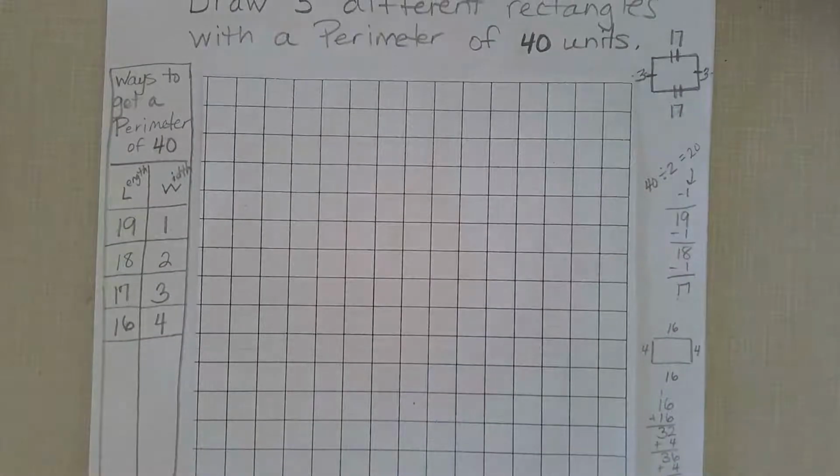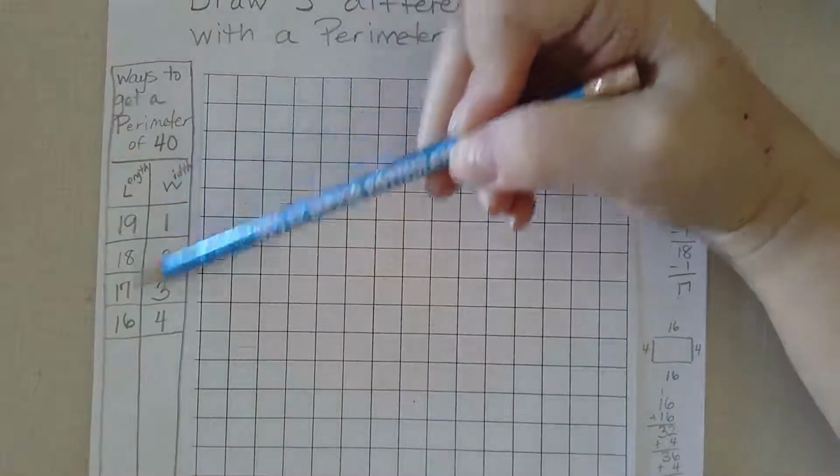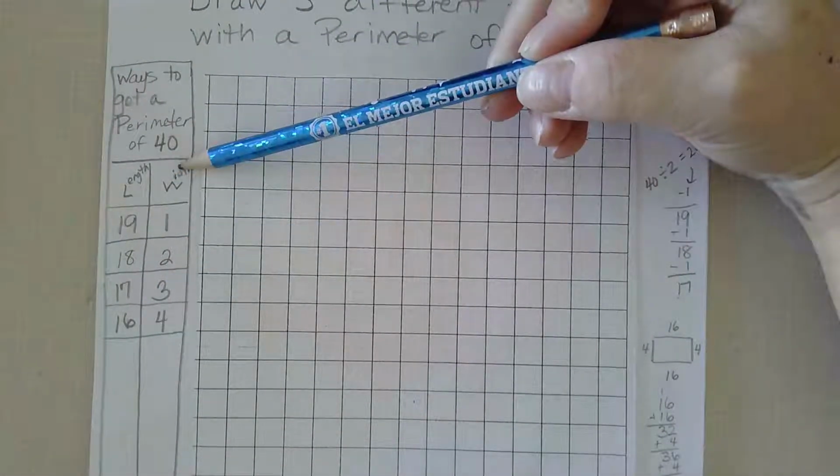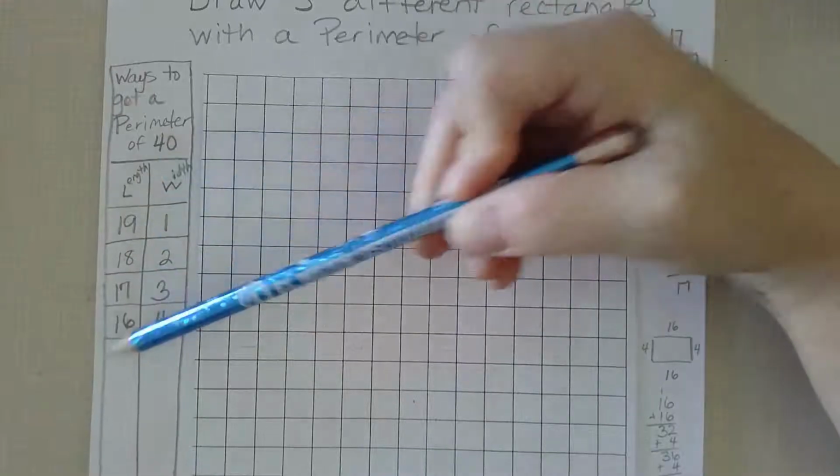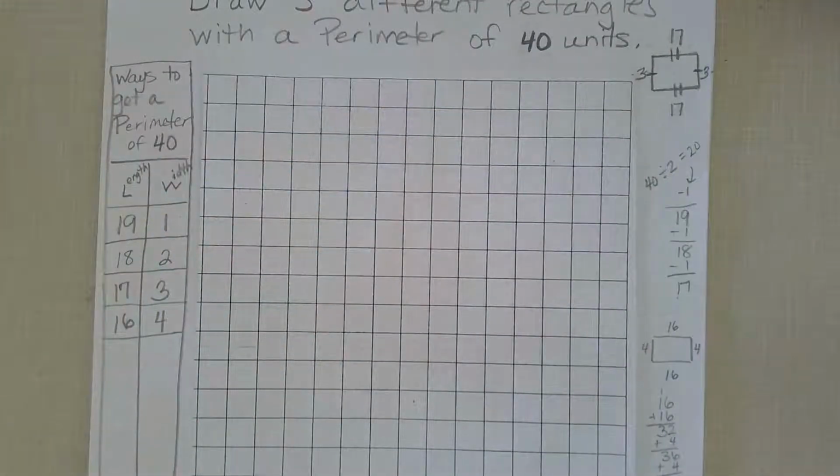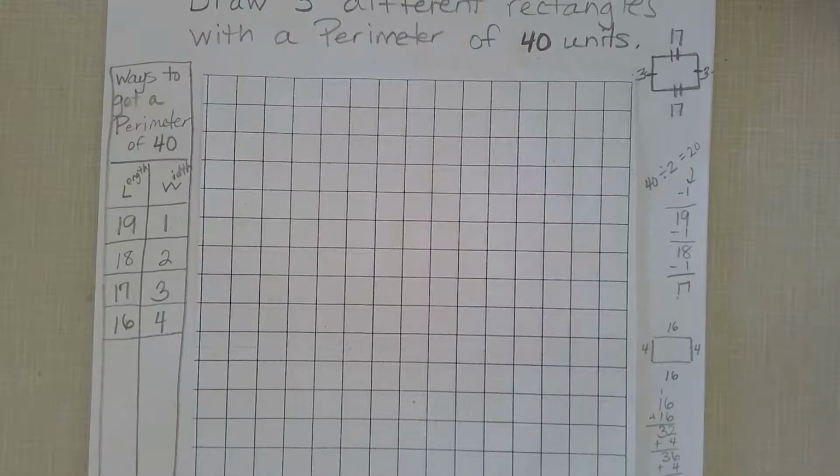So it works. So if our length is going down by 1 and our width is going up by 1, what's going to be the next length and the next width of a rectangle with a perimeter of 40?